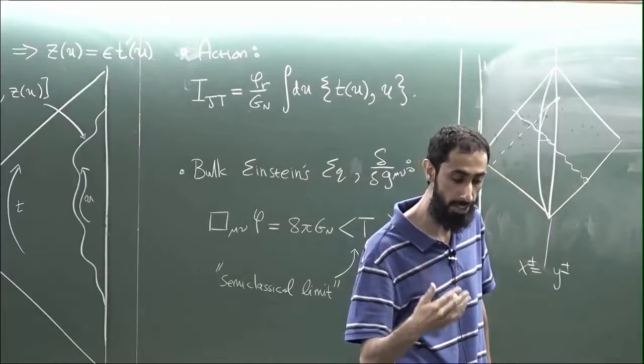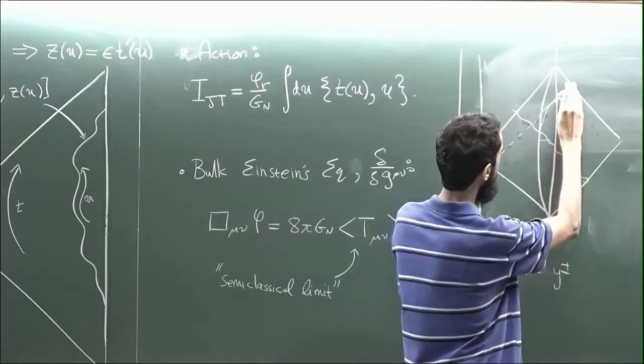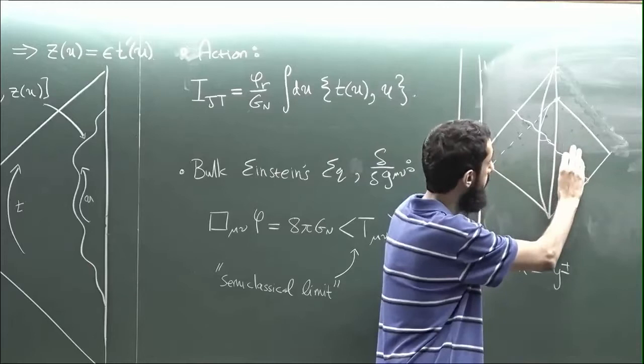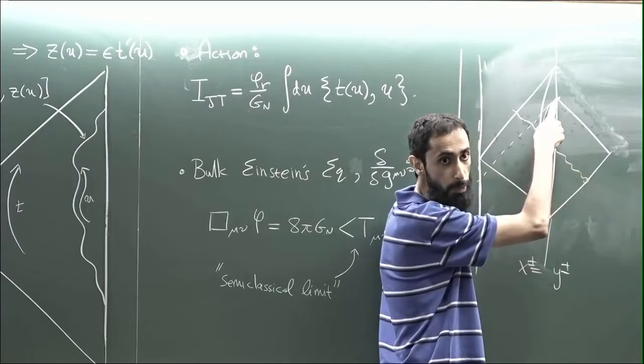So in this case, what actually happens is that you get something like this. At future times, the asymptotic infinity of the bath matches this point. That's how it works.